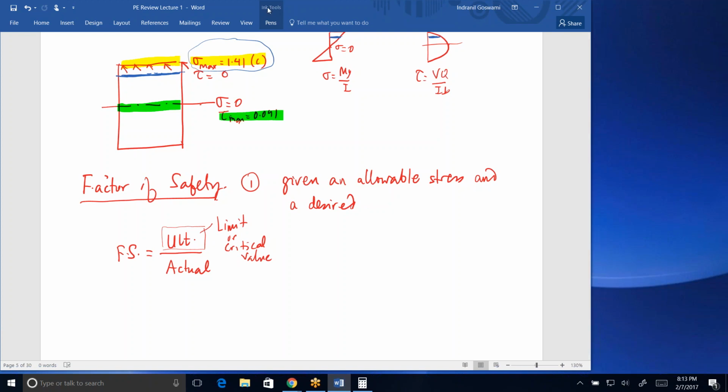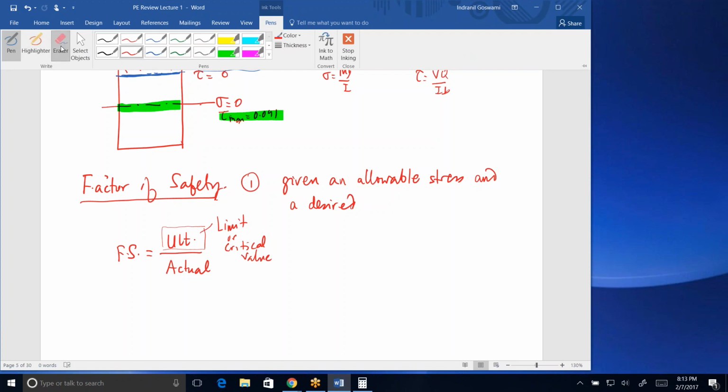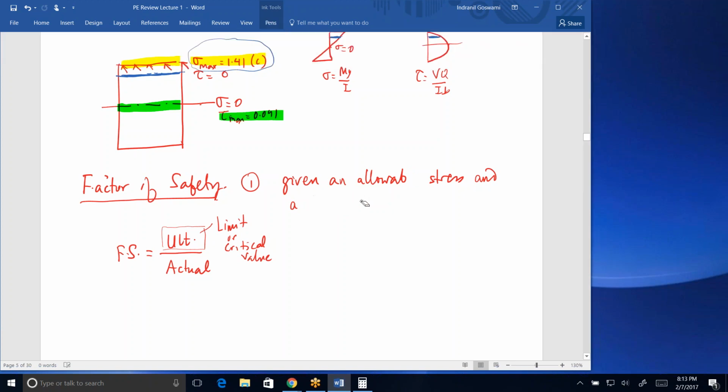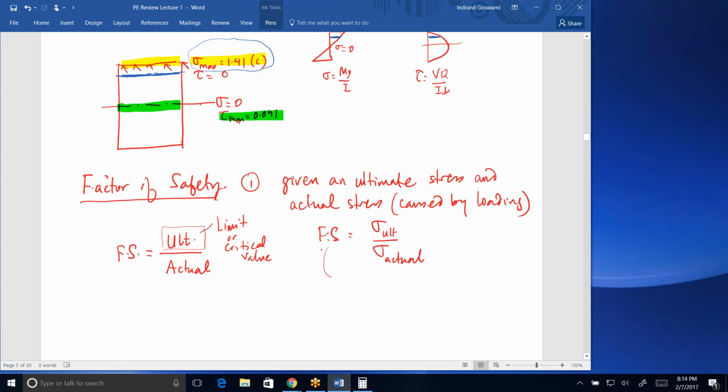No. Given... let's write it differently. Given an ultimate stress and an actual stress caused by the actual loading, the factor of safety is sigma ultimate divided by sigma actual. This is the factor of safety we have.